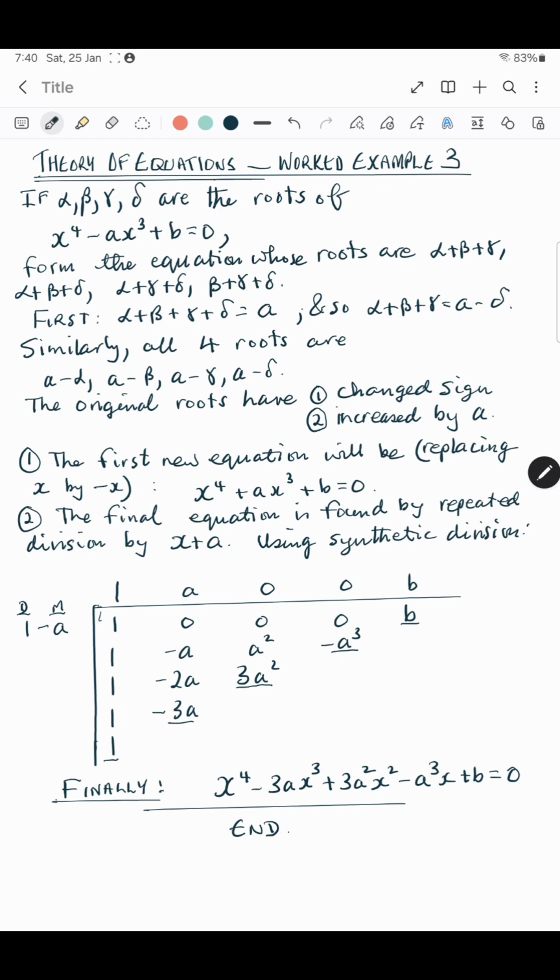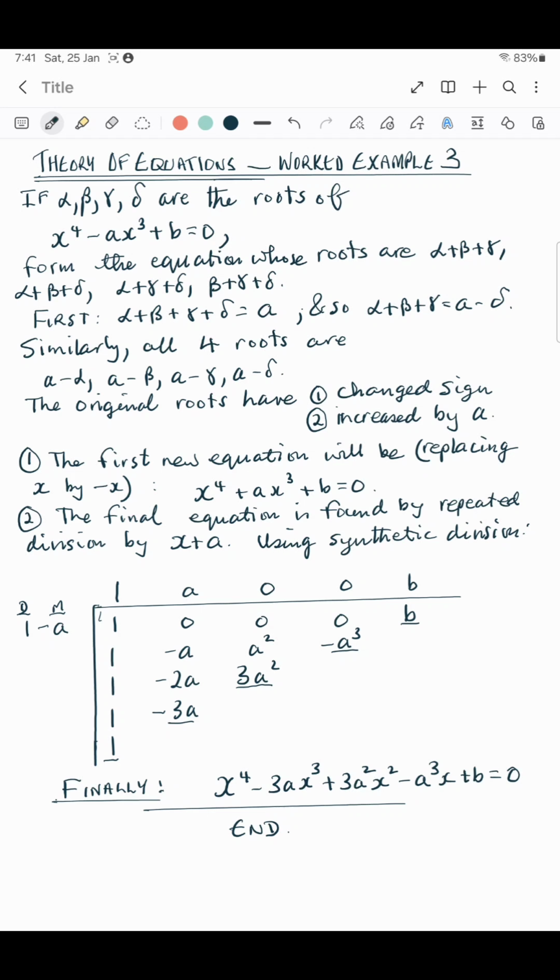Now, first of all, we notice that alpha plus beta plus gamma plus delta has to equal plus a. Right? That's from the theory of equations. And so alpha plus beta plus gamma is a minus delta. And similarly, all the four roots are of the form a minus alpha, a minus beta, a minus gamma, a minus delta. So looking at those and comparing them with the original, first of all, there have been two stages.